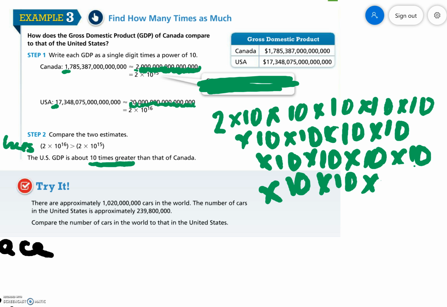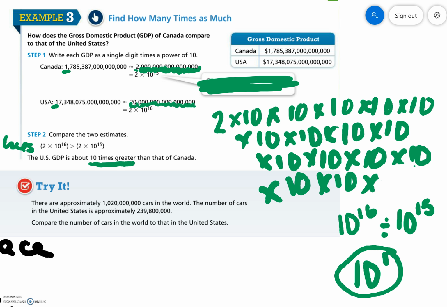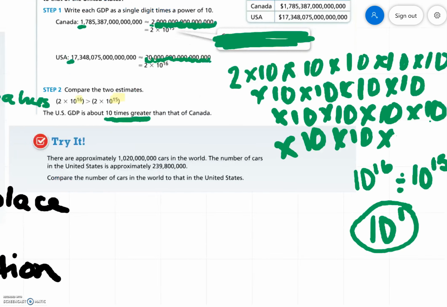We can use our rules also. 10 to the 16th divided by 10 to the 15th. Remember, you keep the bases. This is the quotient of powers property. Keep the base, subtract the exponent. 16 minus 15 is 1. So the answer is it's 10 times greater. And these exponents were positive because it's a big number, not a small decimal.